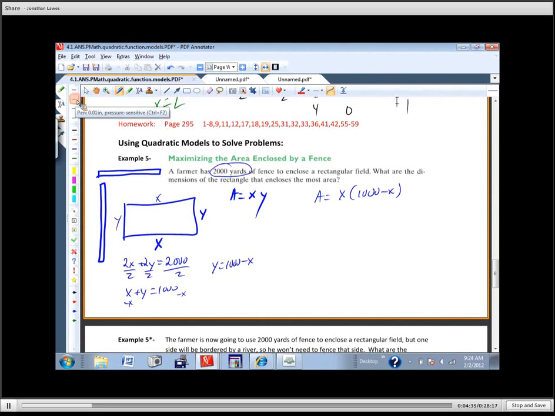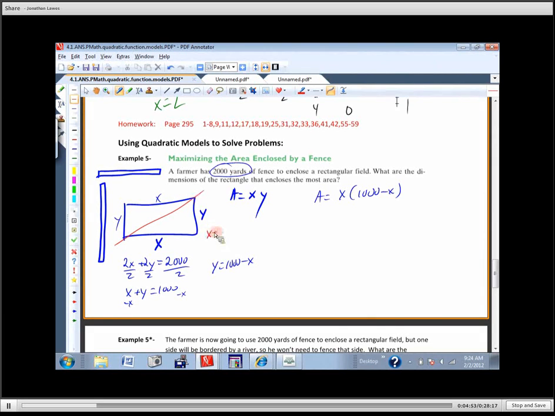Here's what I like to do. I like to say, look, if this is a nice rectangular shape and I've got to take care of all four sides, since these two are the same and these two are the same and they all have fencing on them, if I take this and divide it in half, that means half the perimeter's got to go here.